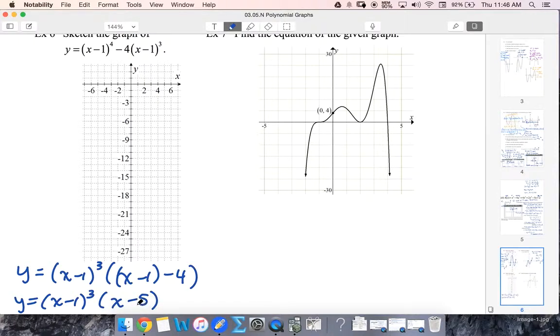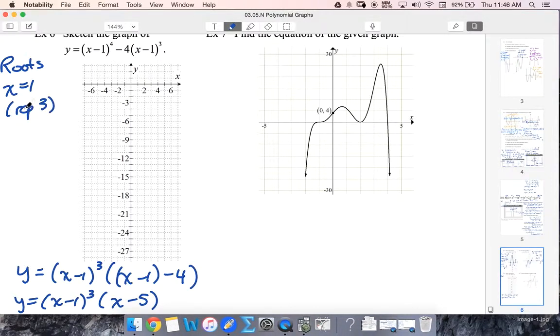So now I see that my roots are x equals 1, and that's repeated 3 times. So remember, that means it's going to go through my axis looking like a cubic. And I've got x equals 5, which I'm just going to go through. So this should say repeated 3 times.